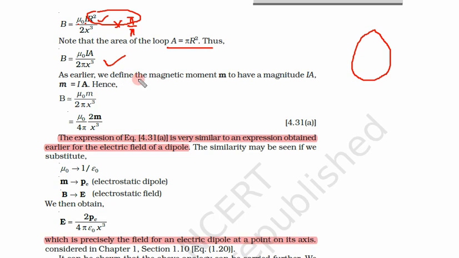As earlier defined, we define the magnetic moment. So we know what is the magnetic moment. Magnetic moment is simply I A. So this was in magnitude, and now this is the vector form. M is equal to I A. So B will become mu naught M upon 2 pi x cube.